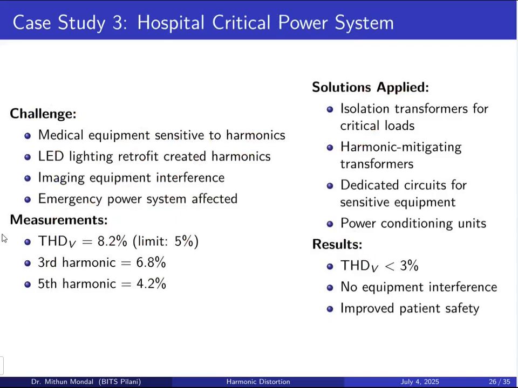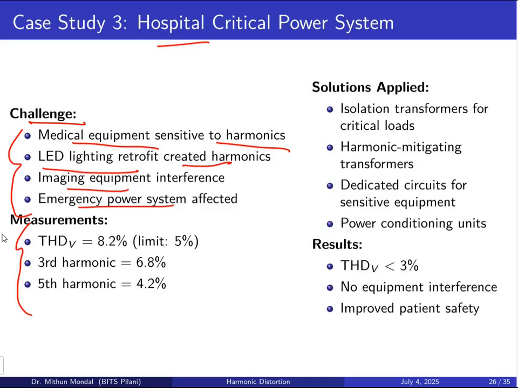Case study 3, let us understand for a hospital, which is a critical power system. What is the challenge? The medical equipment is sensitive to harmonics, the LED lighting retrofit created harmonics, there is imaging equipment interference, and the emergency power system is affected. So this challenge is basically faced by a hospital, which is one of the critical power system centers, and when we do the measurement, we found out that the voltage harmonics level is 8.2%, whereas the limit is set to be 5%.